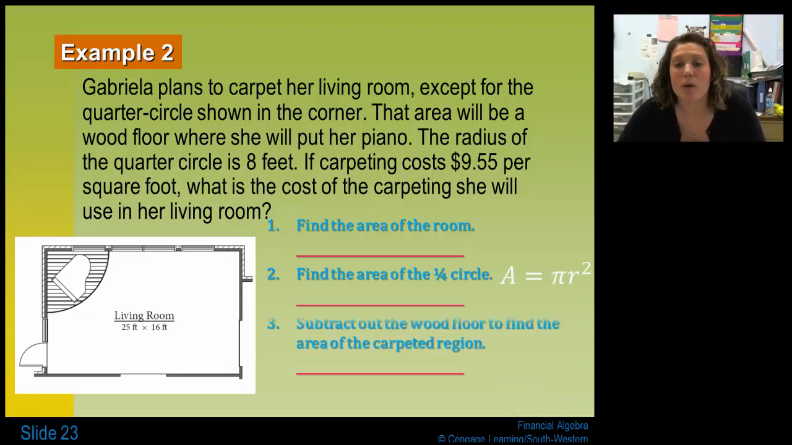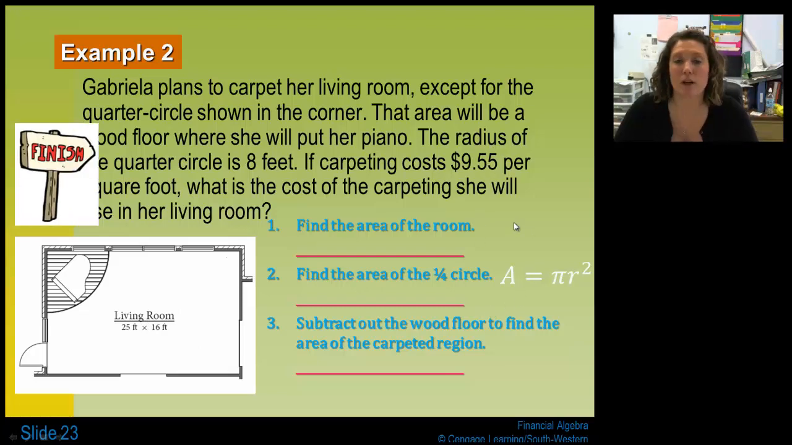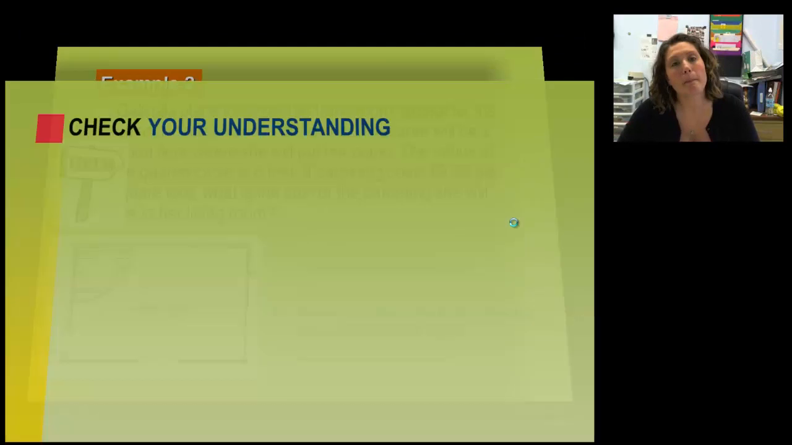And then the next piece would be to subtract out the wood floor to find the area of the carpeted region. So we need to take the area that we found in part 1 and subtract out what we found in part 2. That'll get us the area of the carpeted piece here. Then they sell it for $9.55 per square foot. So we need to figure out how many square feet of carpet, multiply by $9.55. So you need to go ahead and finish that question.